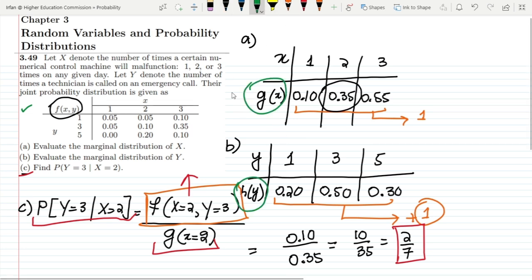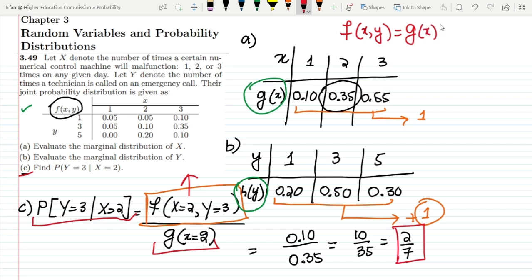In order to see whether the two random variables x and y are independent or dependent of each other, what do we have to see? We have to see whether f of x,y is equal to g of x multiplied by h of y, whether this condition holds for all the values of x and y or not. If any one of the values doesn't satisfy this, it means the two variables are dependent of each other.